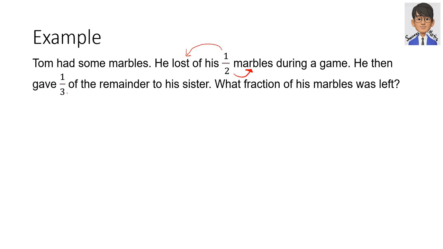So you realize that this fraction here is not talking about the marbles, in fact it's talking about the remainder. So these two fractions are not referring to the same whole. One is referring to his marbles, which is half, and the other 1/3 is referring to the remainder. So how would the model be like?